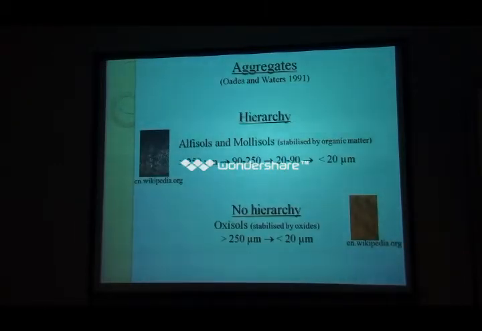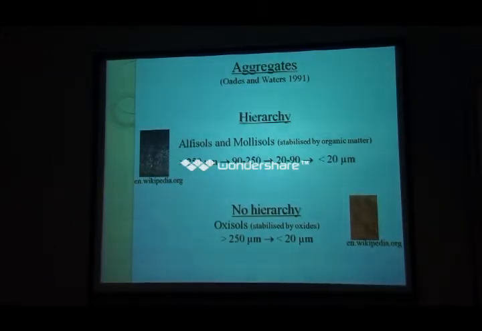And they showed that it was only the soils that were stabilised by organic matter that broke down in stages. And alfisols, the soils, or red brown earths, fit into this one here, and they have illite and kaolinite as the clay. Mollisols have smectites.